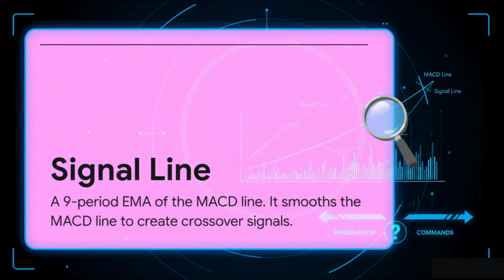Next up is the signal line. Its only job is to smooth out the MACD line. It's basically an average of the momentum itself. Now, when the MACD line crosses over the signal line, that's what everyone talks about. But here's the secret. A crossover is a yellow light, not a green light. It's just information. It's the market telling you, hey, pay attention. It is not a command to buy or sell. Trust me, knowing that difference will save you a world of pain.